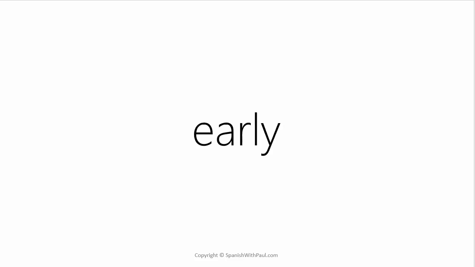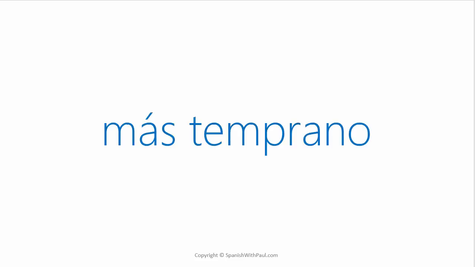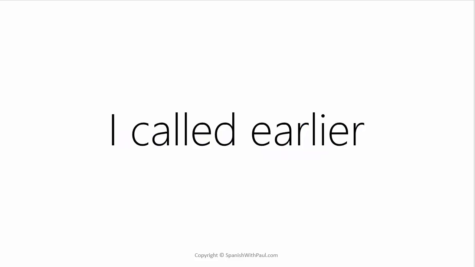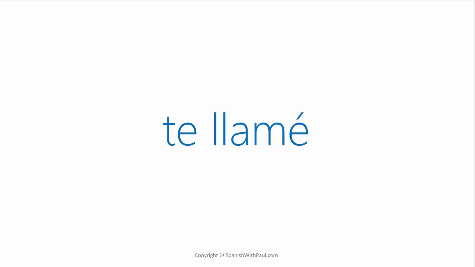The word for early in Spanish is temprano. And to say earlier, in Spanish what you do is more early, which would be más temprano. How would you say, I called earlier? Llamé más temprano. To say I called you would be te llamé. Literally, you I called, or to you I called. Te llamé.